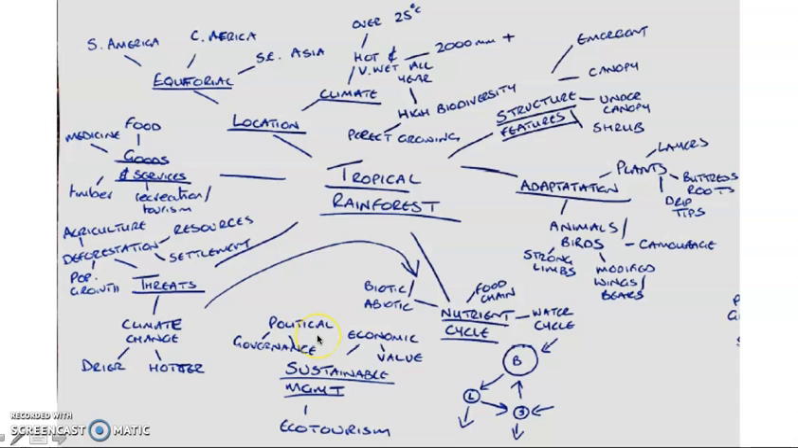In the past, the governance has been very important in trying to give protected areas that can't be deforested. And it's recognizing the economic value of the ecosystem staying as it is. And ecotourism is a way of encouraging tourism, but is friendly to the environment.